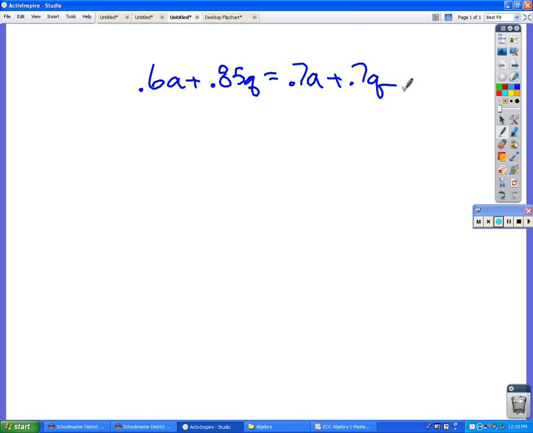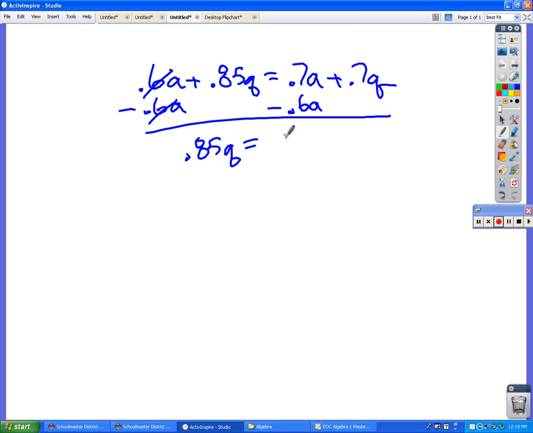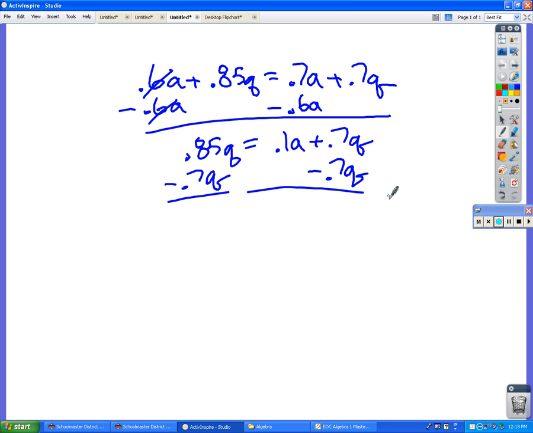Okay, let's get them together. So I'm going to go minus 0.6A from both sides. So those cancel. So 0.85Q equals, what's 0.7A minus 0.6A? 0.1A. Plus 0.7Q. Now that I have all the A's on the right, I have to subtract the 0.7Q from both sides to get them all on the left. What's 0.85Q minus 0.7Q? Nice, 0.15Q. And those cancel.